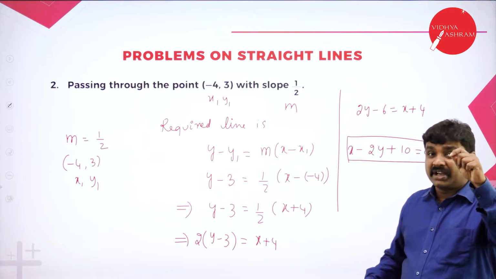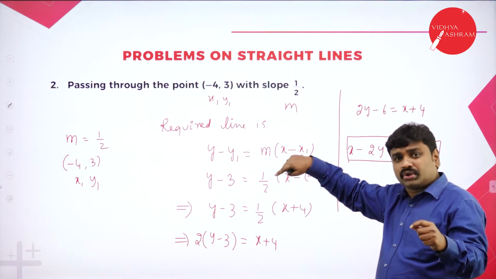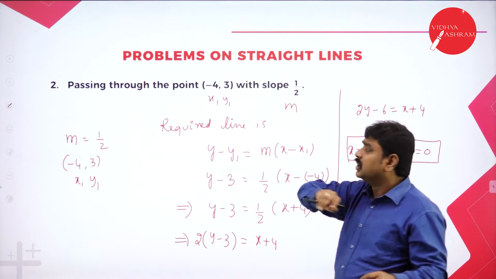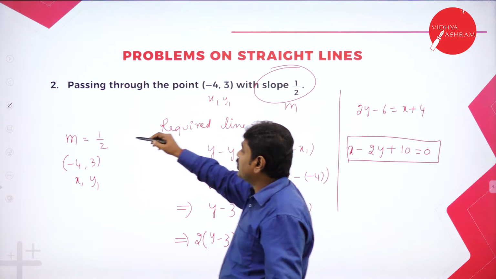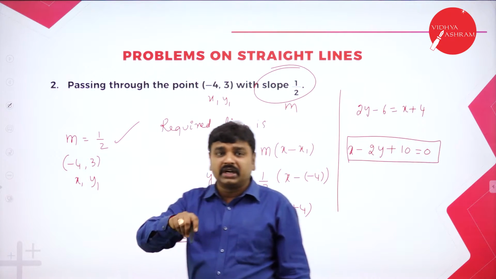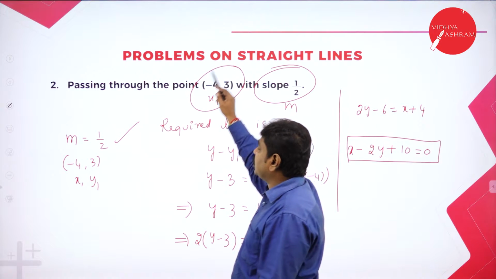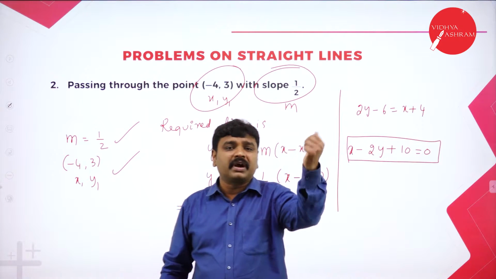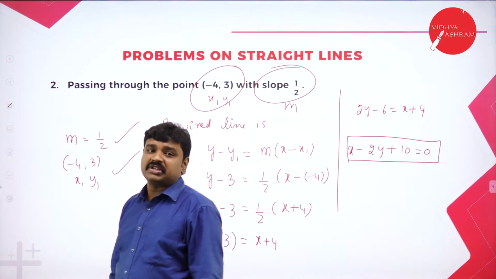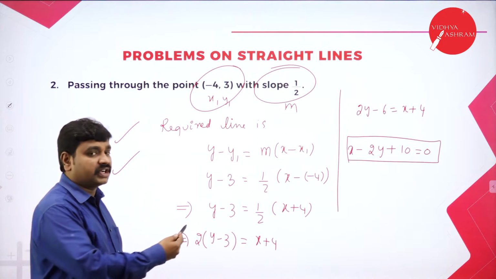Then you can decide depending on what is given. Which form to use is decided by what is given. What is given? Slope is given. Slope means what? M is given. And they gave a point. What is the point? Minus 4, 3. So when you know a point and slope, use what form? Point slope form. What is the point slope form of a line? Y minus y1 is equal to m into x minus x1. Substitute and get the answer.